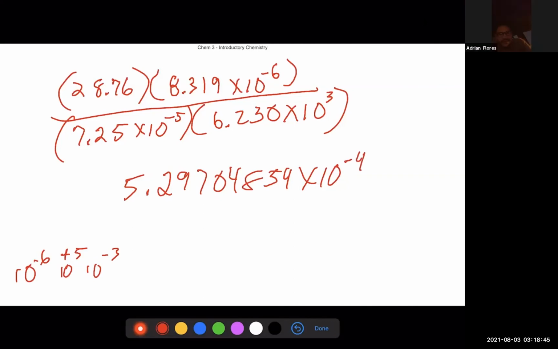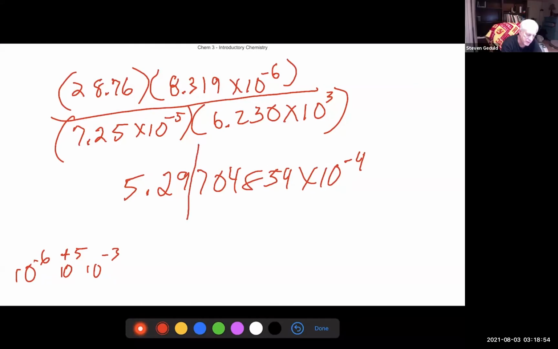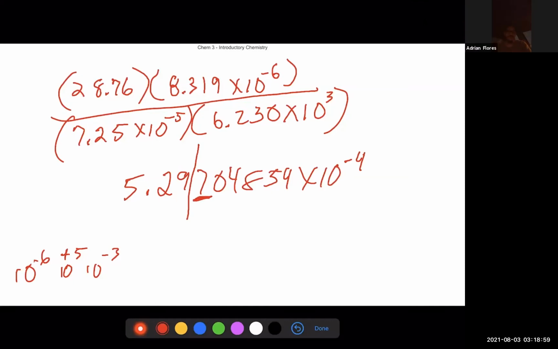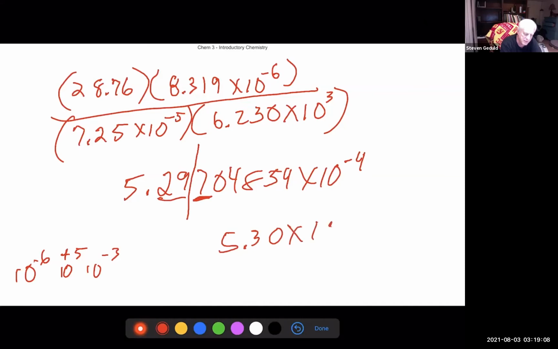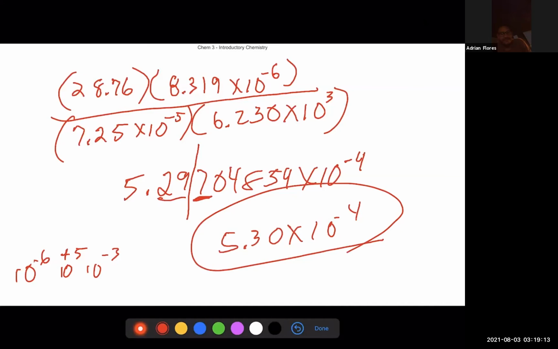And we're only good to how many digits? Let me look at those original numbers. We are good to 3 significant digits. You got it. So you go right here. This number is greater than 5, so this rounds up. 9 rounds up to 10. So this becomes 5.30, because it's 29 rounded to 30, times 10 to the negative 4. Making sense? This is the part that most students have the hardest time with.